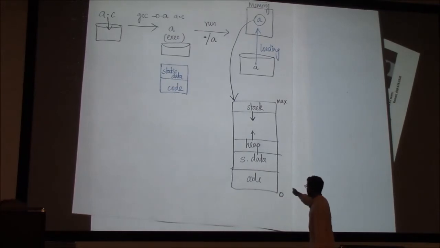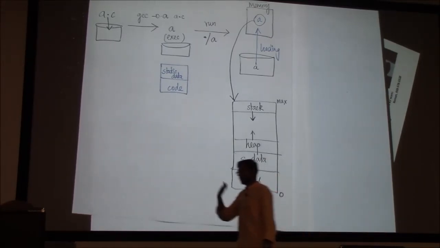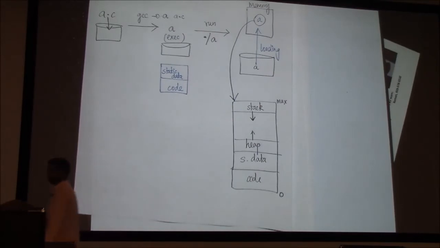And all these addresses that we're talking about, the 0 to max, are just virtual addresses. All processes just have some addresses from 0 to some max. Any questions? Any other questions?